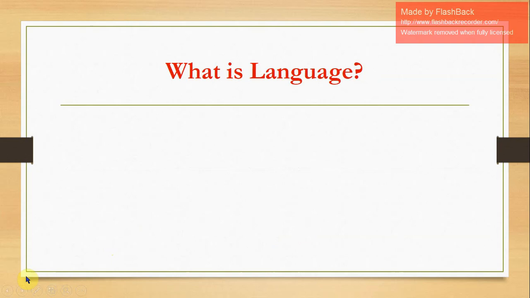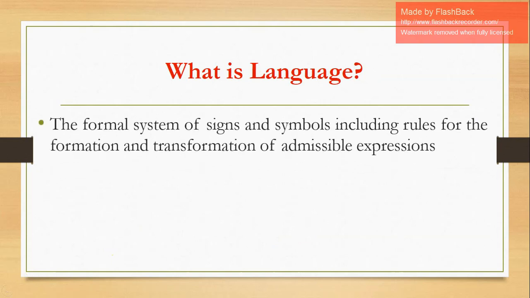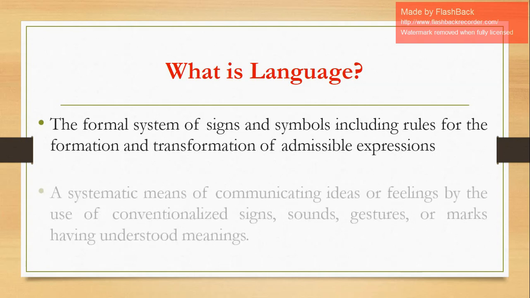Let us define language. What is language? The first definition of language is the formal system of signs and symbols, including rules for the formation and transformation of admissible expression. So, if you want to express your feelings, you need to use language. That is the first definition of language.